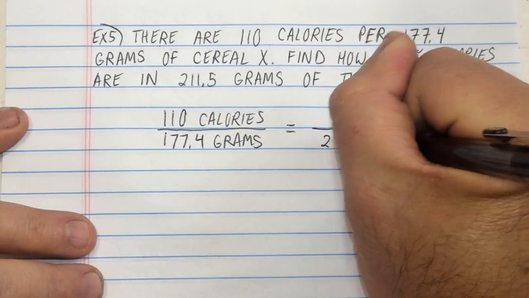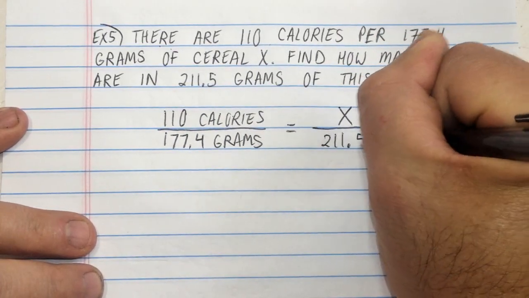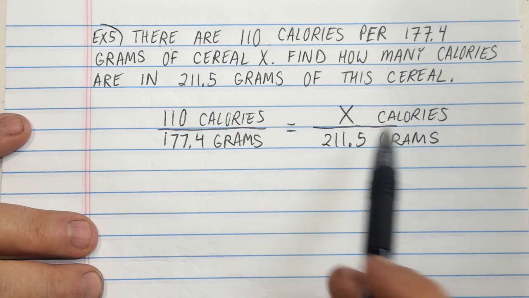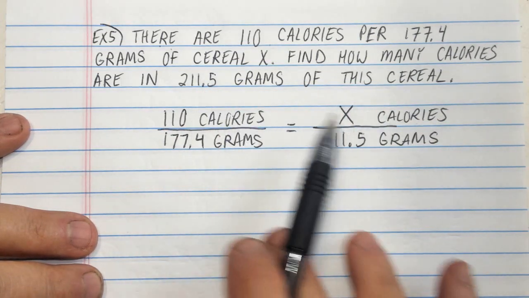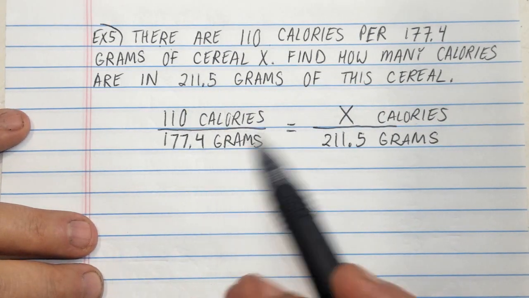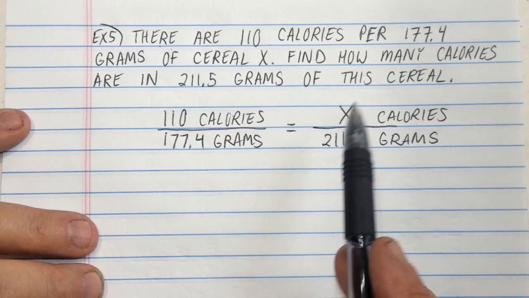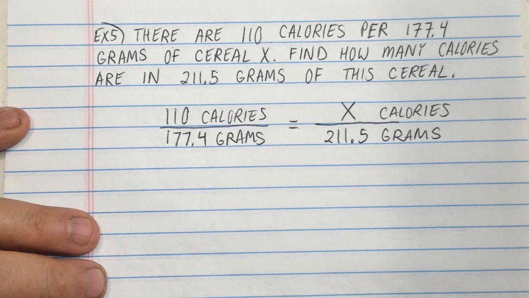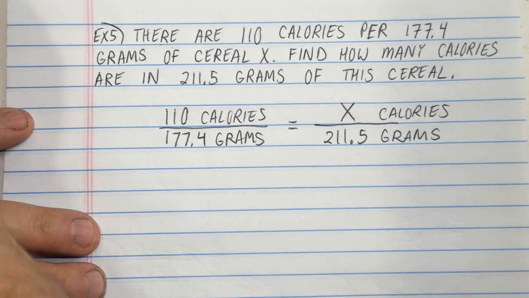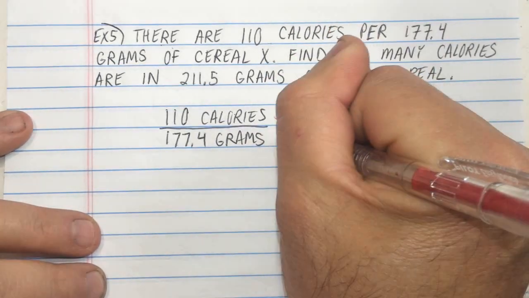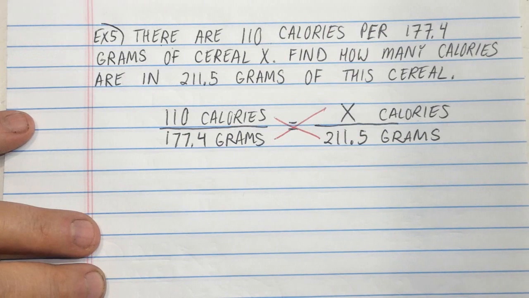So it's giving me the grams. It wants to know how many calories. So this is kind of, again, how you set up the proportion. Most of your proportions, you're going to have that one unknown variable that you'll have to solve. Again, once you set it up, now to solve it, we're just going to cross multiply.